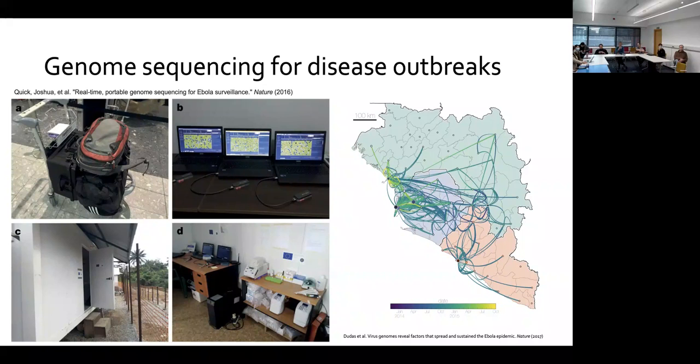So if someone in a remote region had developed an Ebola infection, where did it come from? How did it get to that region? And they were able to start to understand things like how long someone is infectious for, and what the drivers of these long distance transmissions were.